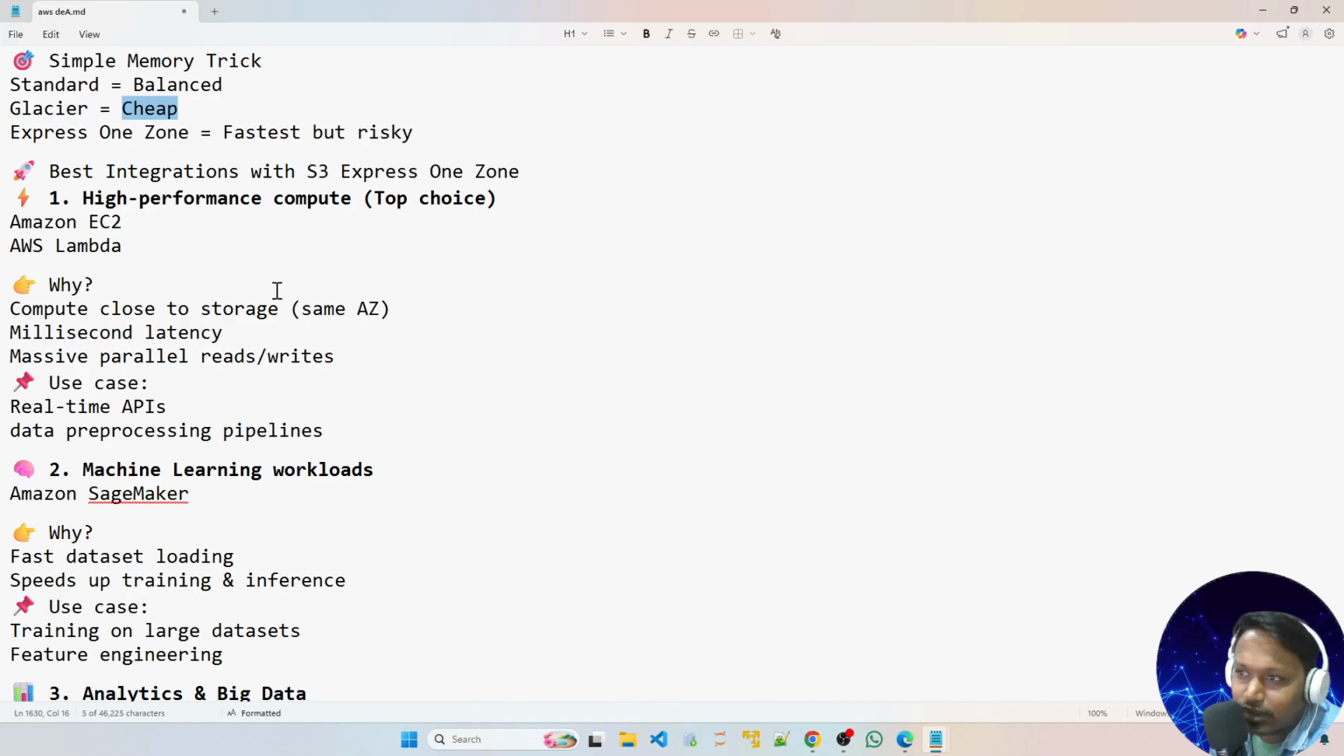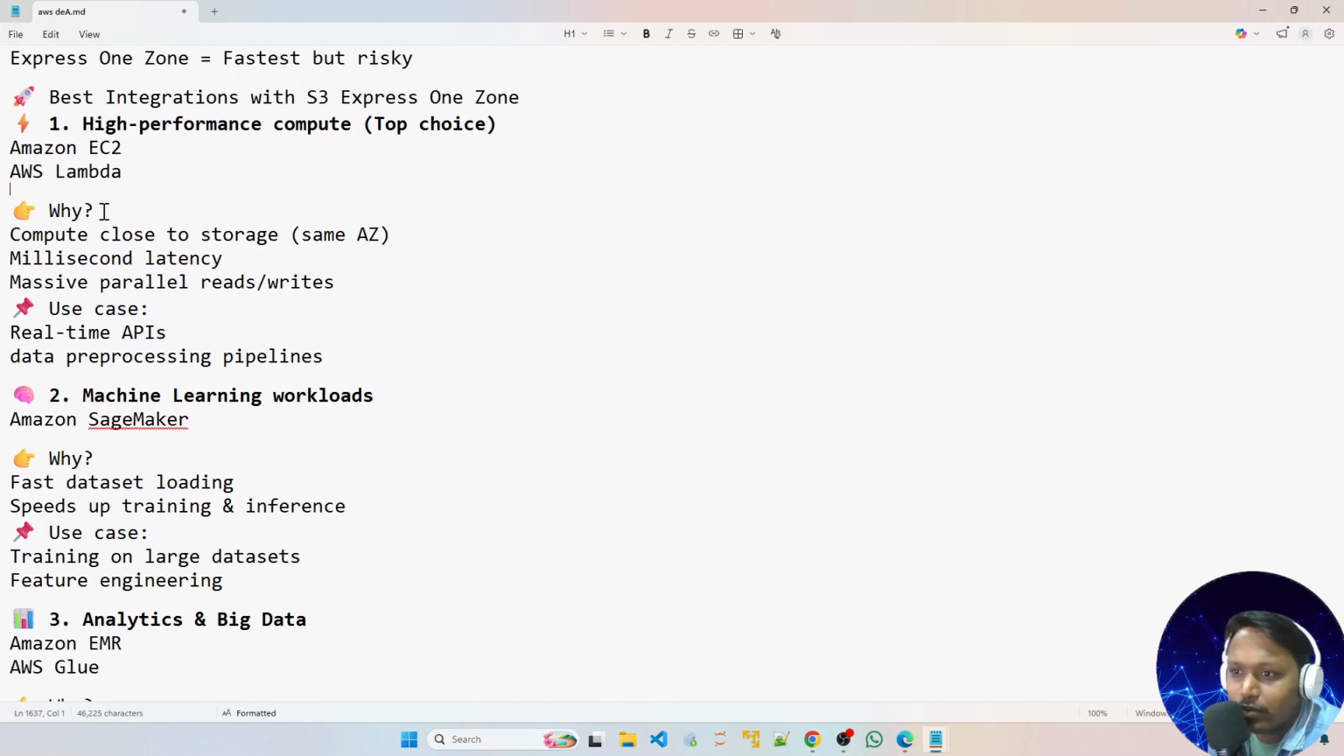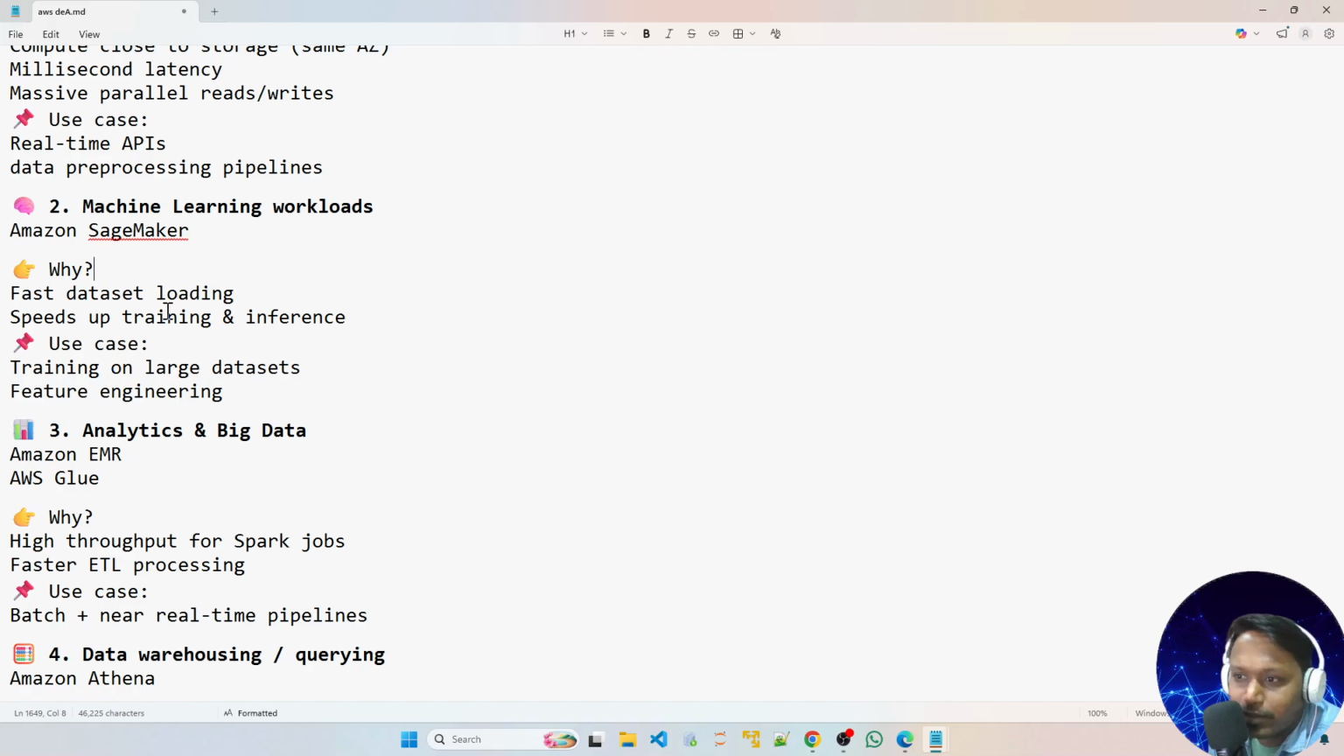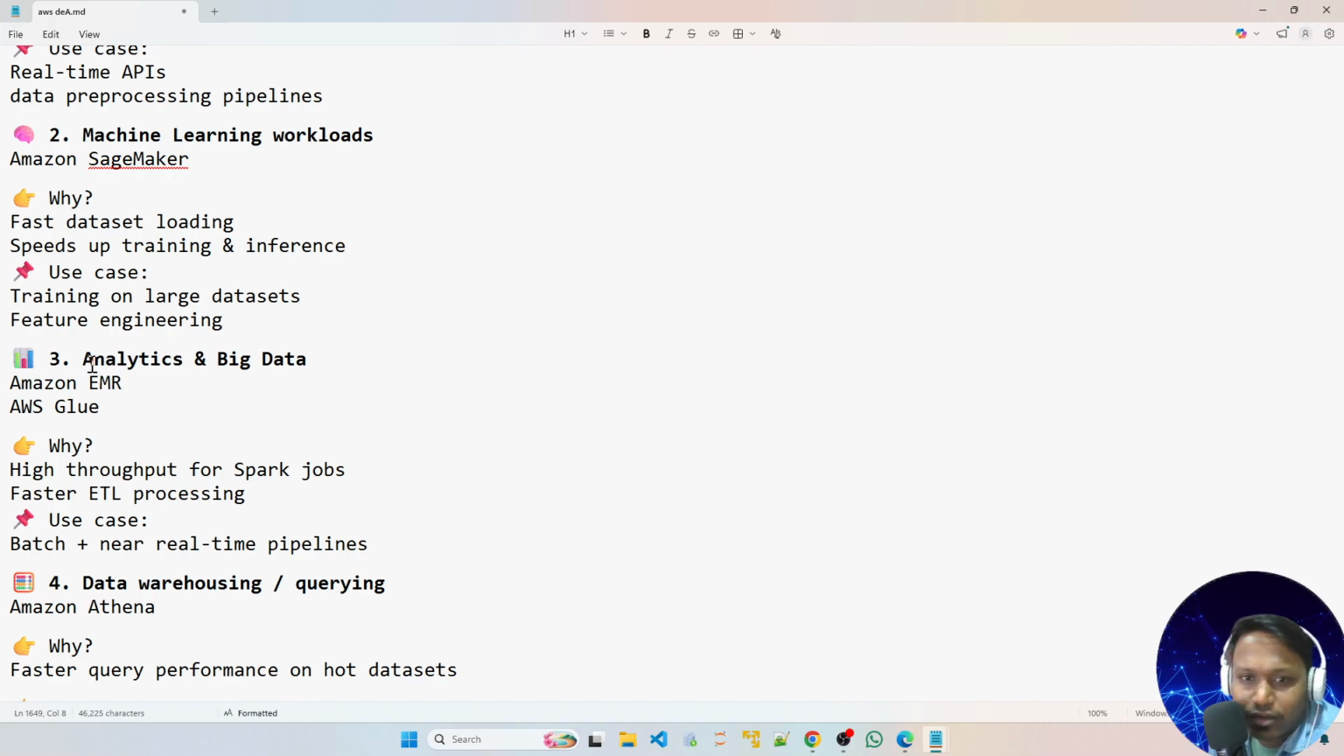Now, which applications does it integrate with? For high performance compute we can select Amazon EC2 and AWS Lambda, because compute is close to storage in the same availability zone. What we get is millisecond latency, massive parallel reads and writes. Use cases are real time APIs and data pre-processing pipelines. For machine learning workloads, we can use Amazon SageMaker, because of fast dataset loading, which speeds up training and inference. Its use case is training on large datasets and feature engineering.